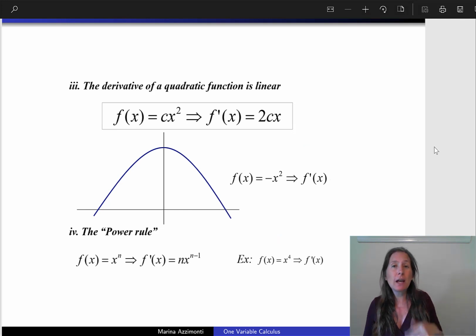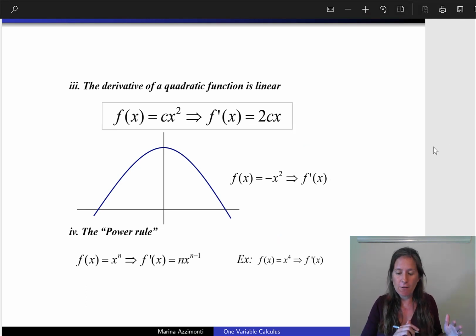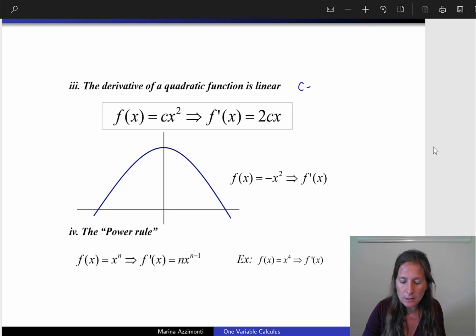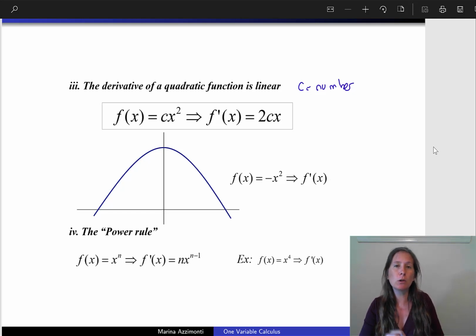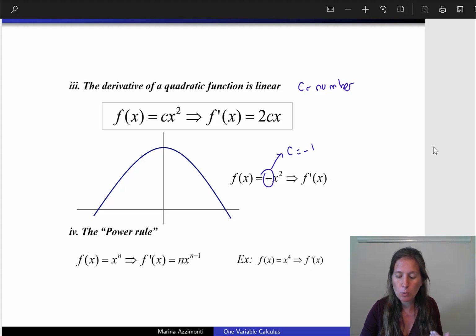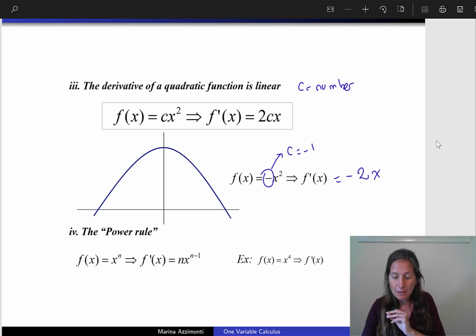Now, the derivative of a quadratic function is going to be a linear function. So let's say that c is a number that we know, 3, 4, 5, 7. And our function is c times x squared, then the derivative is going to be 2 times c times x. So in this particular example that we have here, f of x is equal to minus x squared. c is basically minus 1 in this example. So what is the derivative? It's minus 2 times x. So again, notice that the derivative is a function itself.